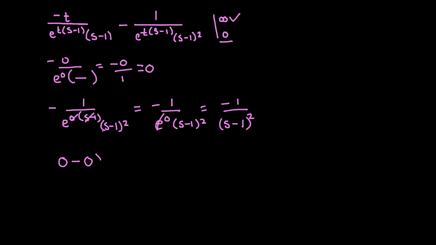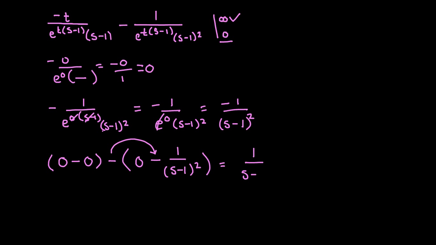At this point, we had 0 minus 0 for our limit of infinity, minus, so subtracting our limits, the limit for 0: the left-hand side we got 0 minus, and then our 1 over s minus 1 squared. Then I distributed this negative sign here, and you'll just be left with 1 over s minus 1 squared. So this is our answer for our Laplace transformation. F of s is equal to 1 over s minus 1 squared.